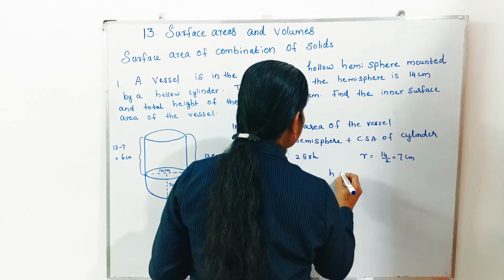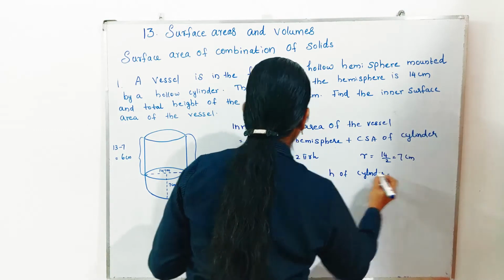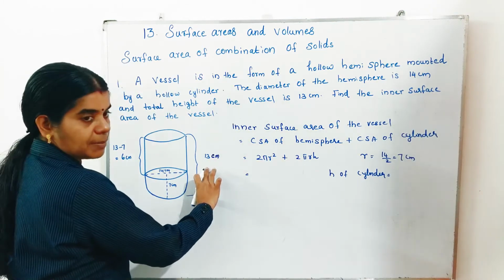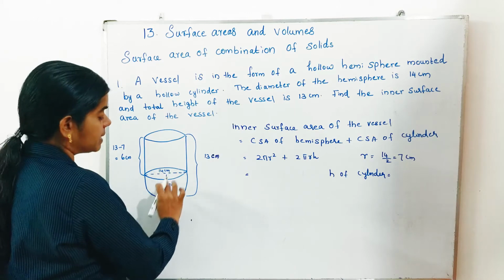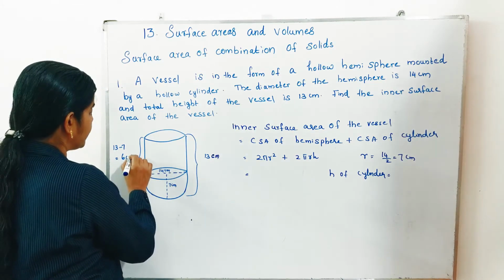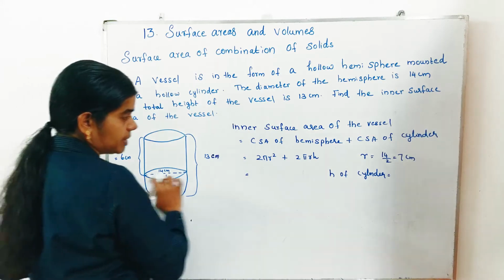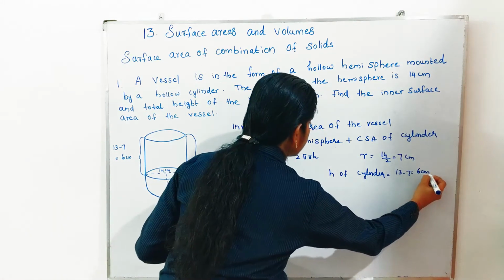What will be the height of the cylinder? The total height of the vessel is given as 13 centimeter. The height of the hemisphere will be the radius of the hemisphere, that is 7. Then 13 minus 7, 6 centimeter will be the height of the cylinder. So 13 minus 7 is equal to 6 centimeter.